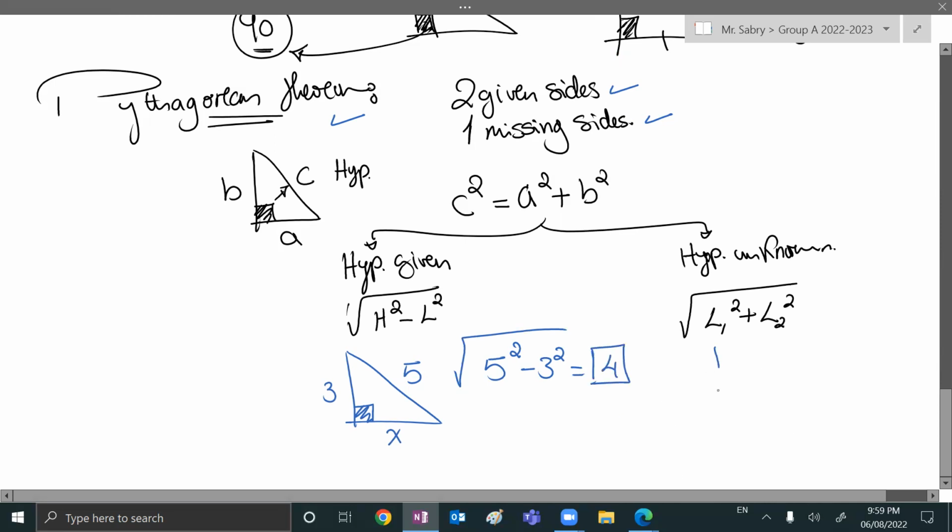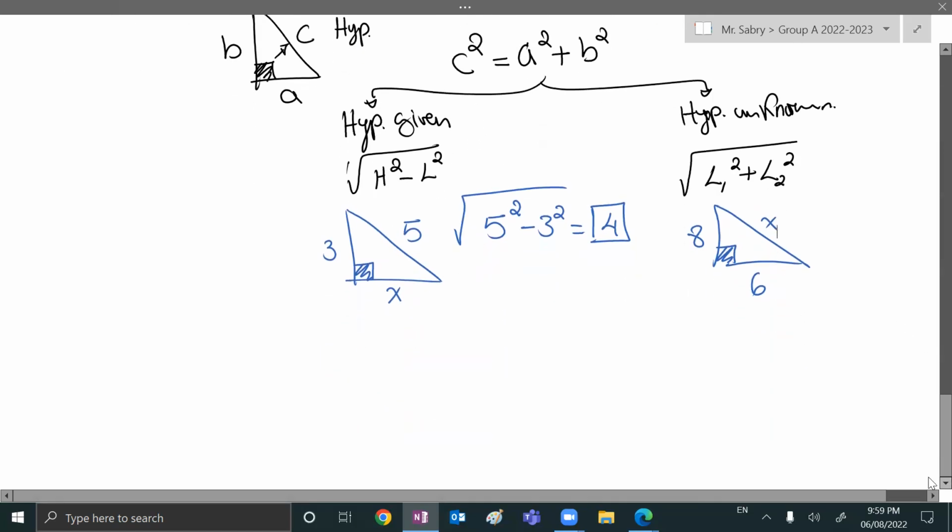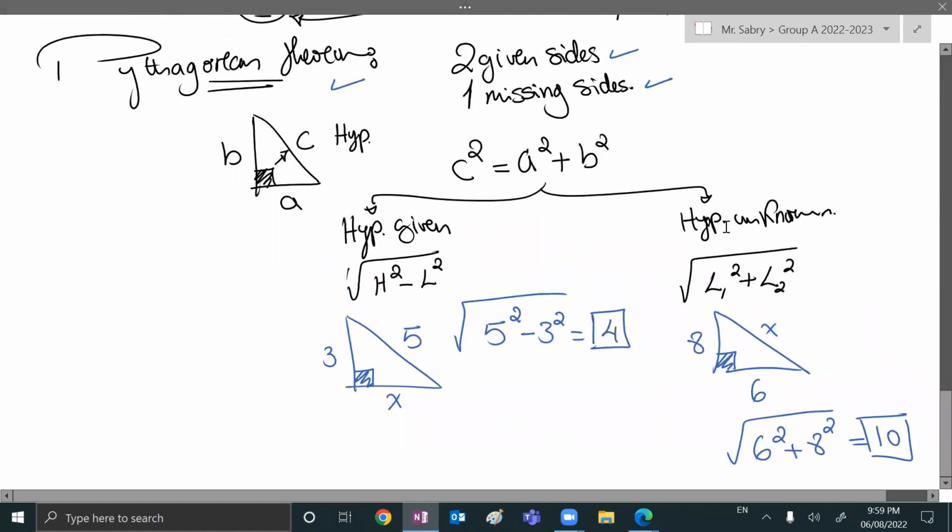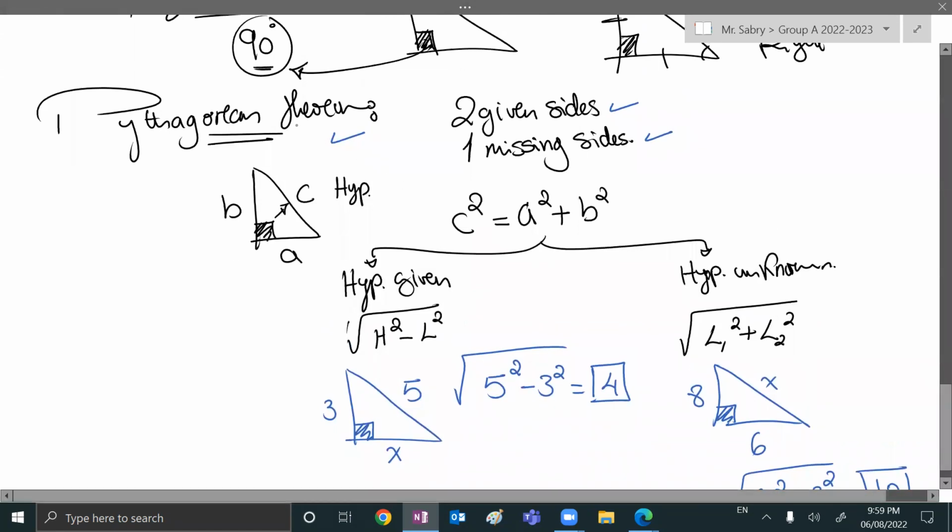On the other hand, if I have a triangle like this one, and I know that this side is 6, this side is 8, and I don't know the measure of the hypotenuse. Since the hypotenuse is unknown, I should add both of the sides squared under the square root, and it will give me the answer right away as 10. Then the measure of x in this case is 10. So two cases of the Pythagorean theorem derived out of one specific rule.